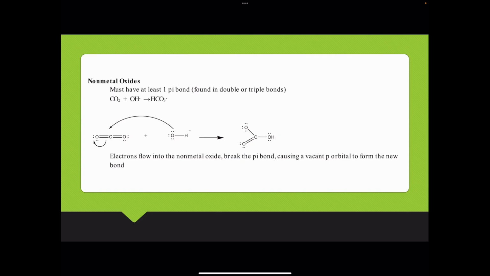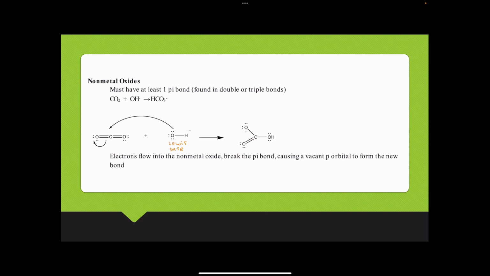And then finally, our definition broadened to include nonmetal oxides. In these scenarios, we must have at least one pi bond. Remember that pi bonds are found in double or triple bonds. An example we can look at is carbon dioxide. That's a non-metal oxide. When carbon dioxide interacts with hydroxide, my hydroxide is a Lewis base. It's got all those lone pairs it can donate. So the electrons can flow into the carbon. Now, that carbon would have to break one of its pi bonds.